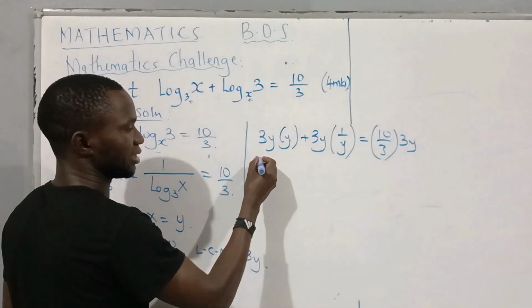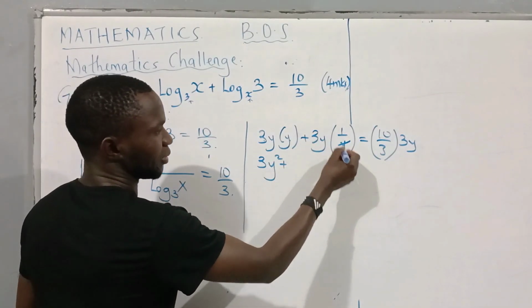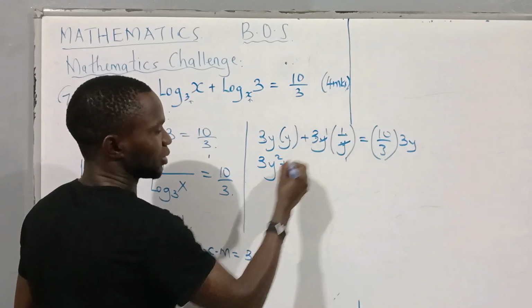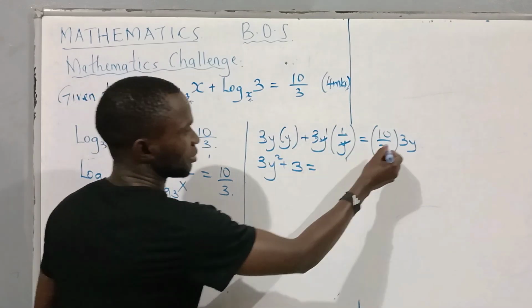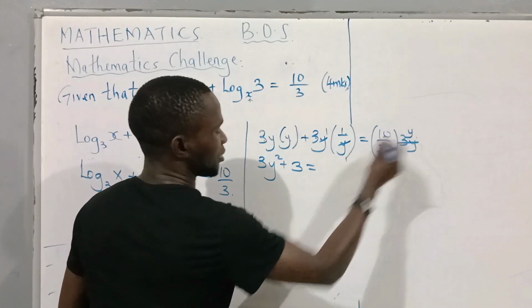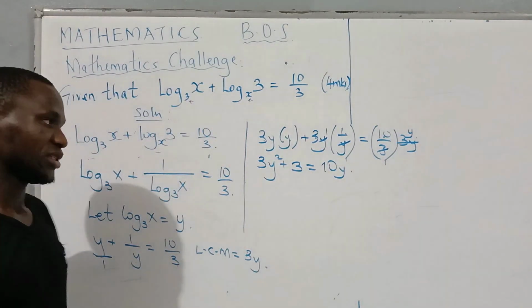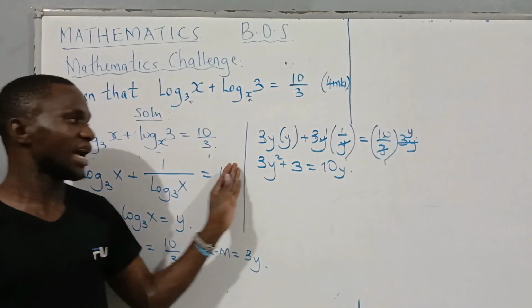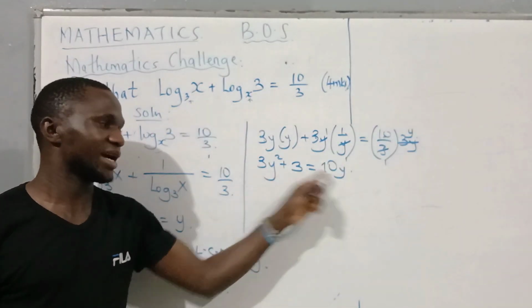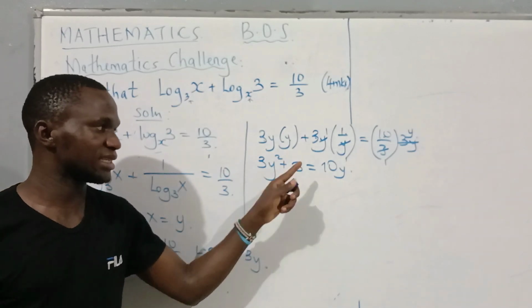3y times y, we get 3y squared, plus 3y times 1 over y, the y cancels, 3 times 1 gives 3, is equal to 10 over 3 times 3y, the 3s cancel, you get 10y. You will notice that the highest order of y is 2. In that case, this is a quadratic equation.